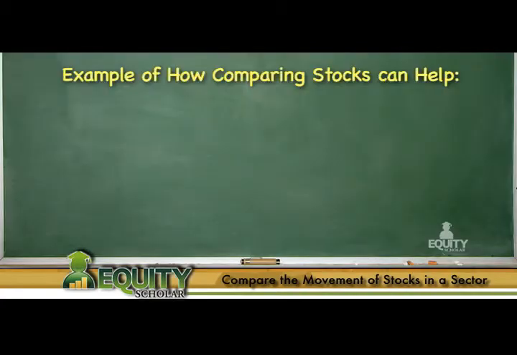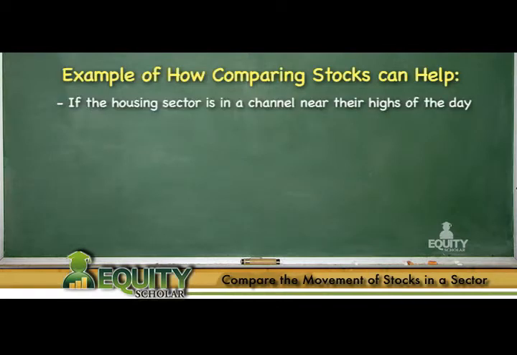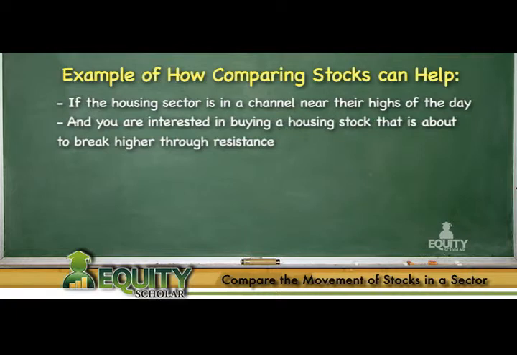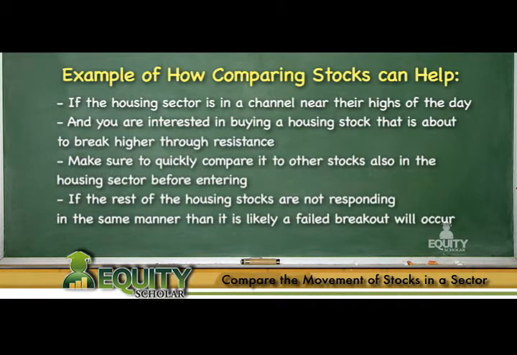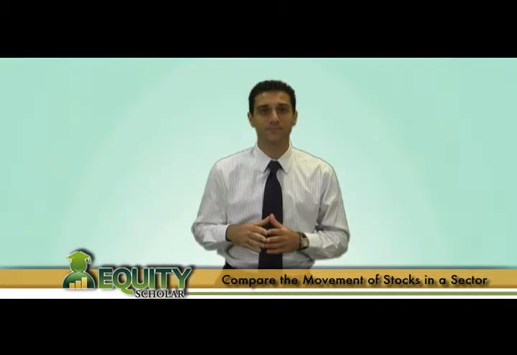For instance, if every stock in the housing sector is in a channel near highs of the day, and the one housing stock you are interested in purchasing is about to break higher through resistance, while the rest of the housing stocks suddenly break down through support, then it most likely is best to back away from buying the stock, as it is most certainly about to have a failed breakout.